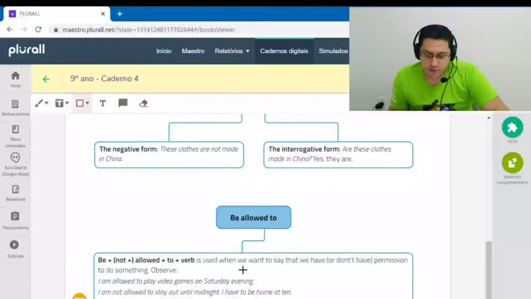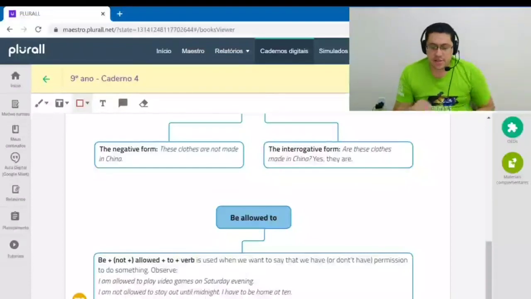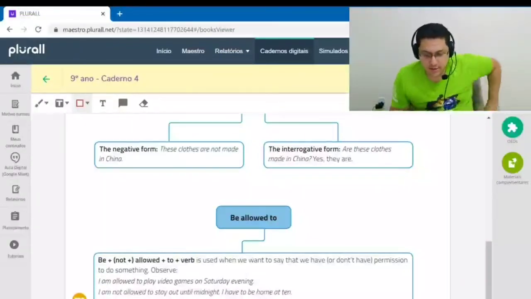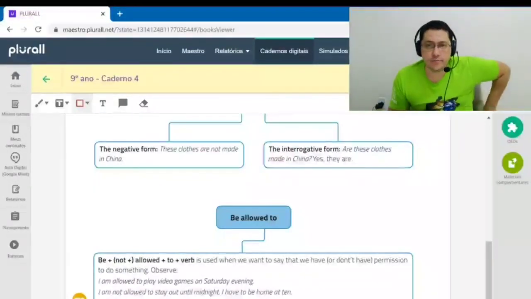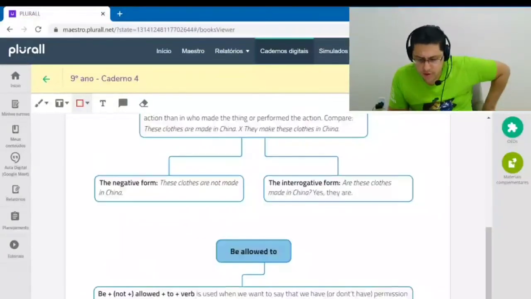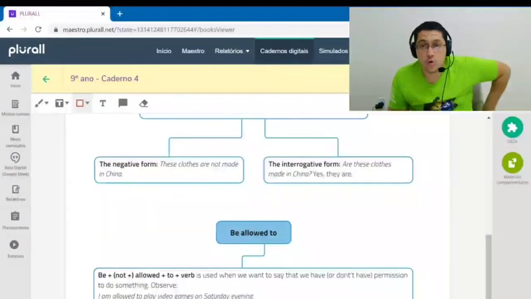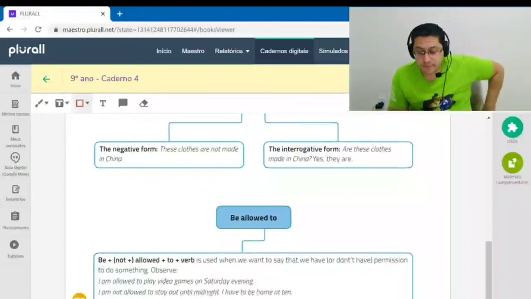Também a gente viu o be allowed to. Be allowed to e o verbo. O not depois do be, se for uma negativa, tá? É usado quando queremos dizer que não temos permissão para fazer alguma coisa. I'm allowed to play video games on Saturday evening. Quando temos ou não temos, né? I'm not allowed to stay out until midnight. Tá? No passado é só trocar o verbo to be pelo was ou were, né? Was se for singular, were se for plural ou segunda pessoa, né? Tá?